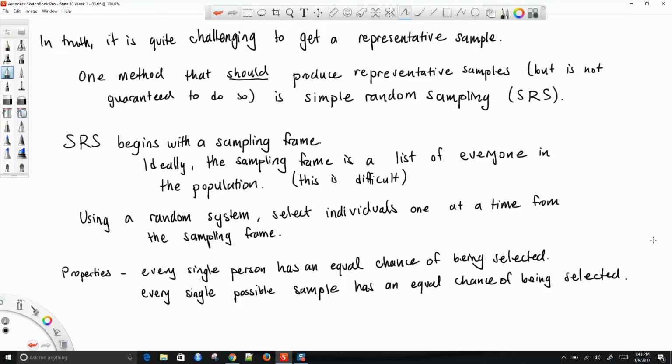Every possible combination of 6 numbers has an equal chance of being selected. 1, 2, 3, 4, 5, 6 has an equal chance of selection as 13, 25, 27, 42, 40, whatever 6 numbers. Any grouping of 6 numbers has an equal chance of being selected, and that is the property of a simple random sample.